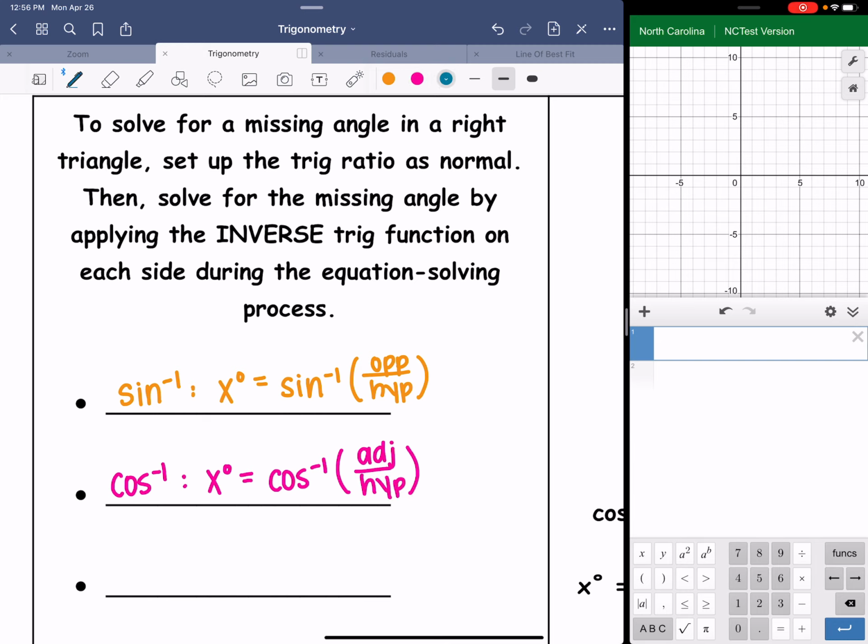In the next lesson, we'll talk about tangent inverse. Tangent inverse would be used to find the missing angle x by setting up the equation x equals tangent inverse of opposite over adjacent.